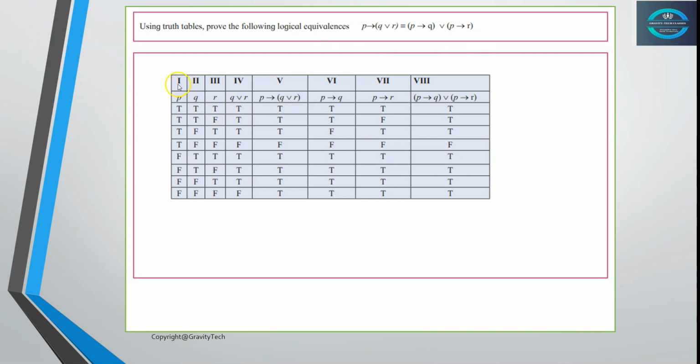So let's see. Above, I have written column numbers so that at the end, when we write the result, we will be able to write it in terms of columns. So P, Q, R are the three statements, right? Look here. For P, what have we taken? It is T T T T and then F F F F. Here, T T F F T T F F. For R, T F T F T F T F. This is how you need to remember P, Q, R.